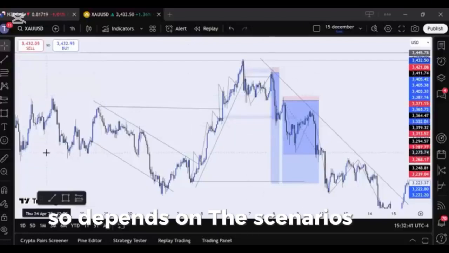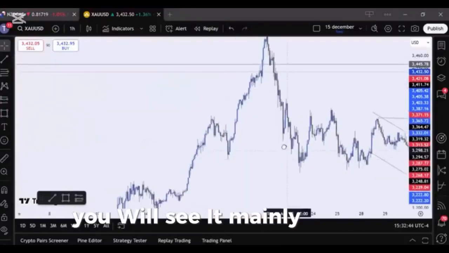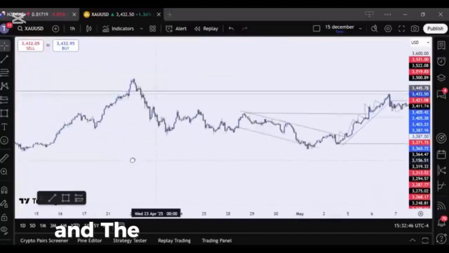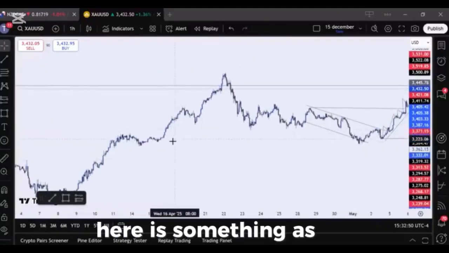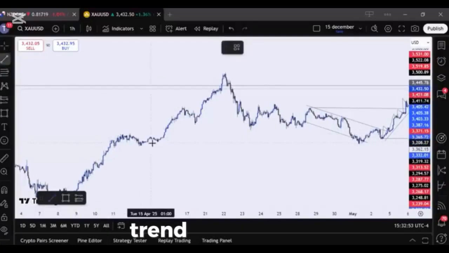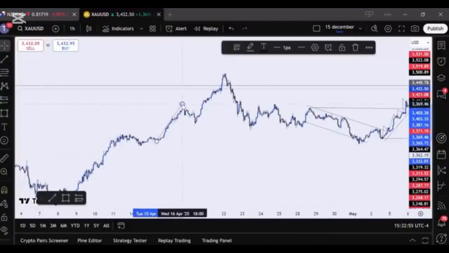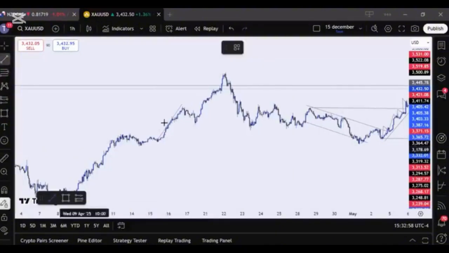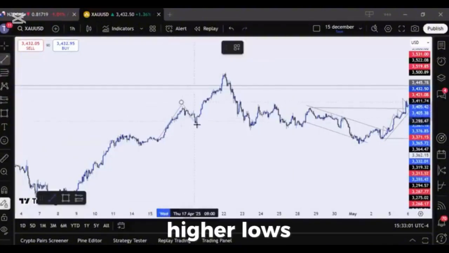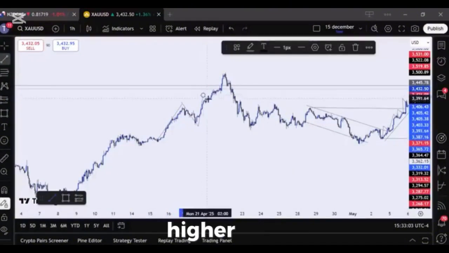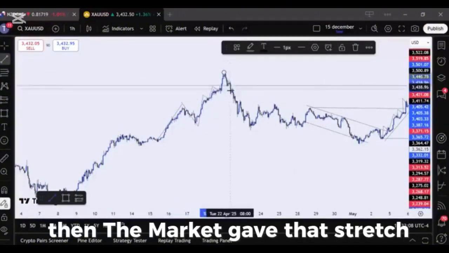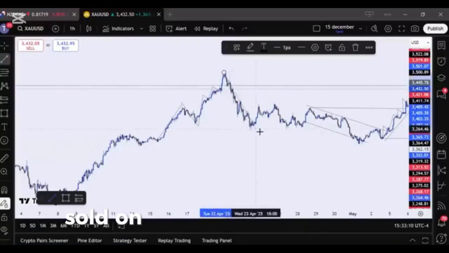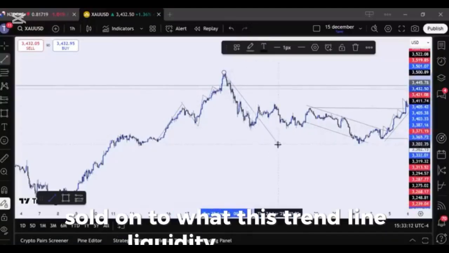So it depends on the scenarios that you trade. You will see it majorly on the chart. Here is something as this. This is trend line liquidity, higher highs. Higher highs, higher lows, higher highs, higher lows, higher highs, higher lows, higher highs. Then market gave that structure and then it started selling, sold until this trend line liquidity got swept.